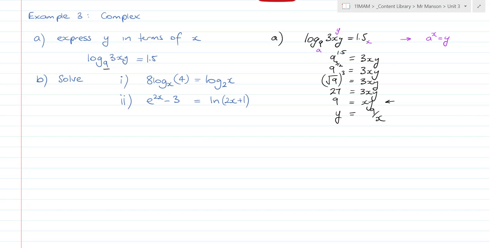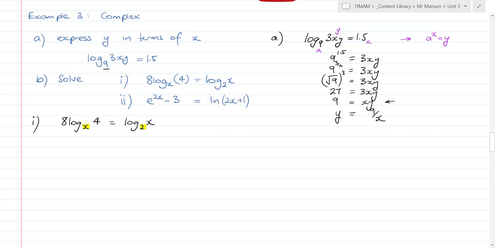Now we're going to talk about solving two equations that are a little bit more complex than usual, and how we might do that, particularly if we need to rely on technology, and when we might need to rely on technology. So the first one is 8 log base x of 4 is equal to log base 2 of x. So I've already got my concerns here. There's a couple of things concerning me with this question.